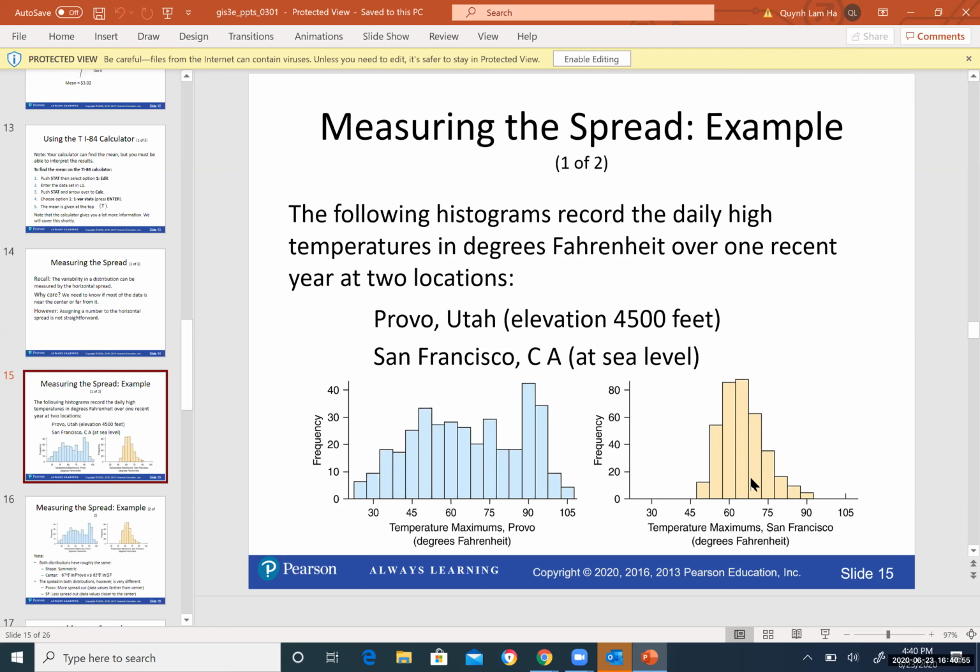However, compare the spread of these two pictures. You notice a lot of data spreading out from here all the way to here. They spread more compared to the yellow picture here. We're talking about San Francisco. San Francisco looks like more data surrounding the typical value, and this one is a bit more spread out, right? Compared to the blue one and the yellow one, the blue one is more spread out. So I can tell the sample standard deviation of Provo, Utah, is larger than San Francisco City.